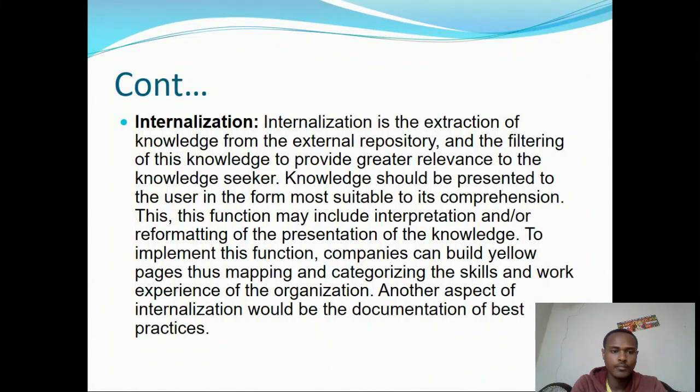Internalization. Internalization is the extraction of knowledge from the external repository and the filtering of this knowledge to provide greater relevance to the knowledge seeker. The process by which you are going to extract knowledge from the external repository and filter this knowledge is known as internalization.